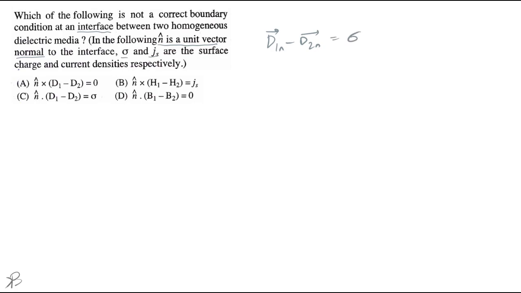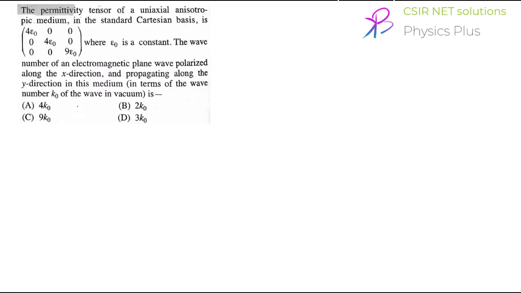Out of this we can see that A is the correct option here. It is not the correct boundary condition. This is quite simple. You can just score 3 marks in the exam. Okay, let's go to the next problem.